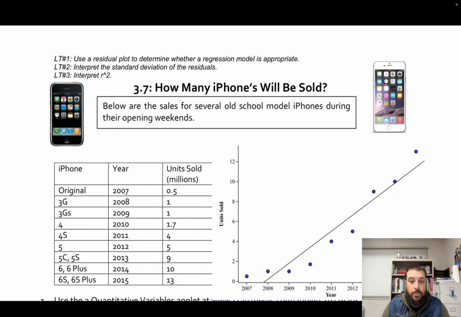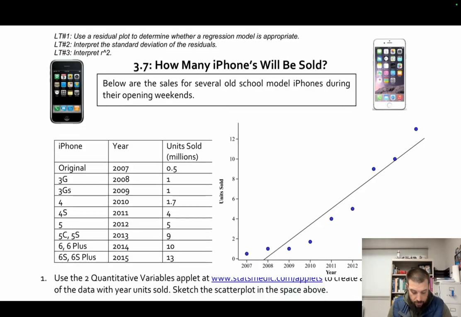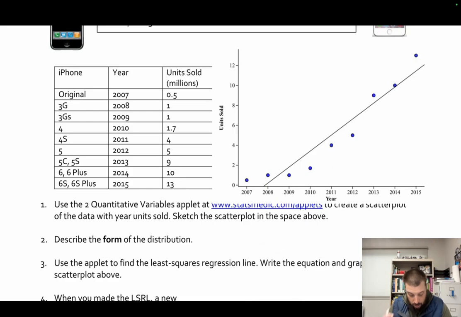All right, wrapping up chapter 3 here with 3.7, looking specifically at residual plots and using those to see if our linear regression line is a good model for what is going on based on what we see within the residual plots. And so looking at the data here, we have several sales for old school iPhone models during their opening weekends. You can see going all the way back to the original, to the most recent on this data plot is 2015. So for some of you, not too much after you were born, so probably need to update this one at some point.